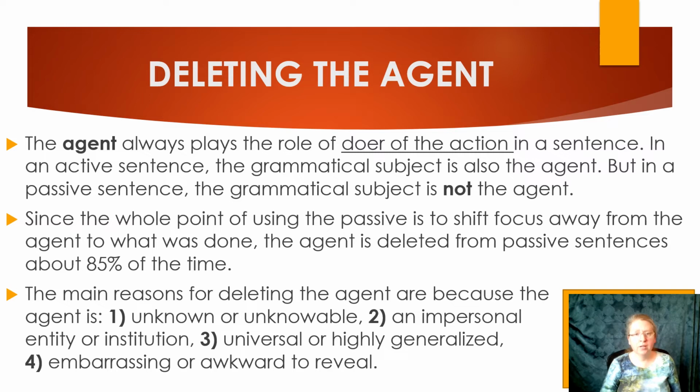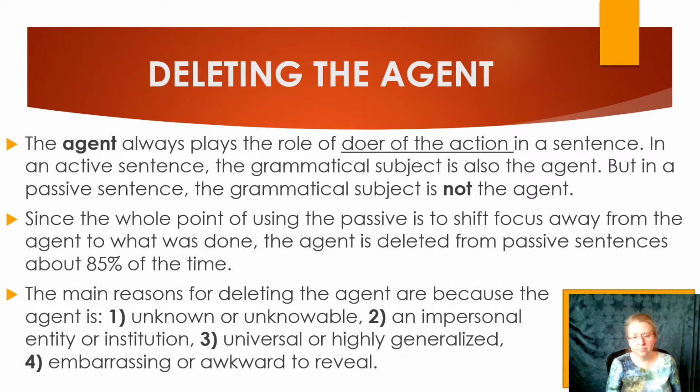Now, we need to talk about what we call the agent. So the agent is the role of whoever does the action in a sentence. Okay. So when we have an active sentence, what we call the subject is also the agent. But when we have a passive sentence, the grammatical subject is not the agent. All right. Because we're shifting focus away from the agent to what was done.